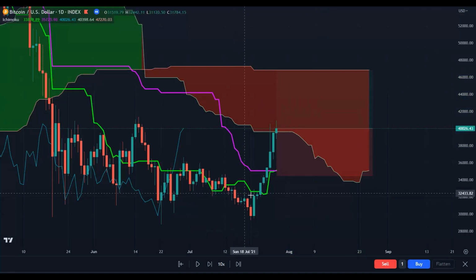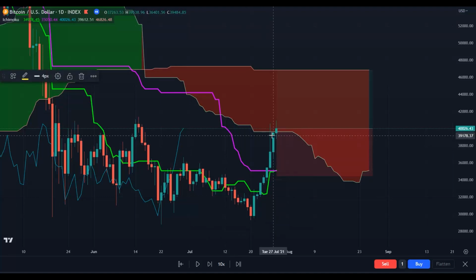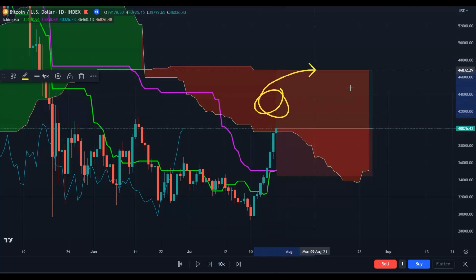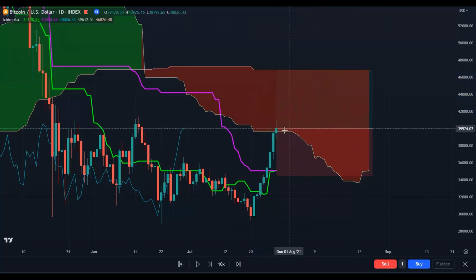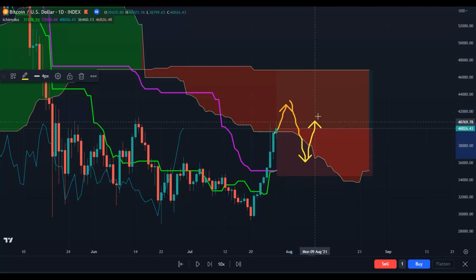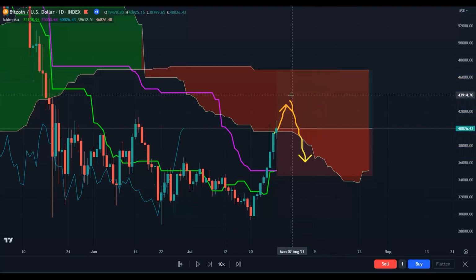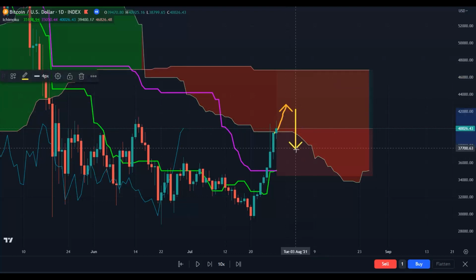Another thing is, because the cloud is thick and the pressure inside the cloud is really high, we see some kind of attempt. Probably price will get rejected to the downside. On its second attempt we will usually be able to break it to the upside. So if we see some kind of rejection in this kind of trade, don't be scared. You have a stop loss.